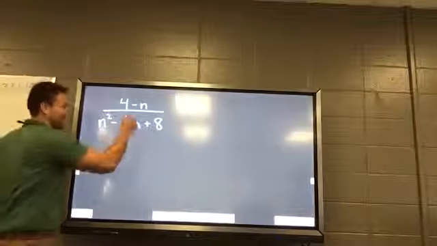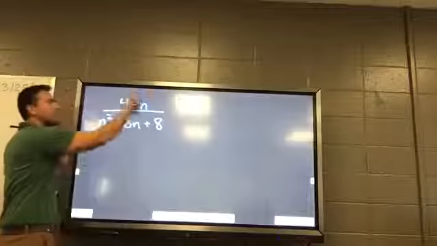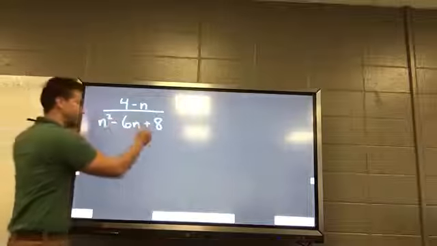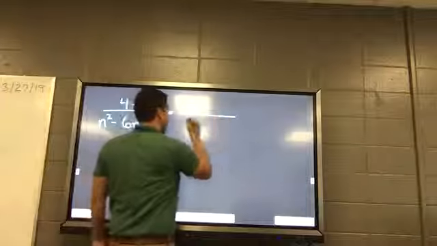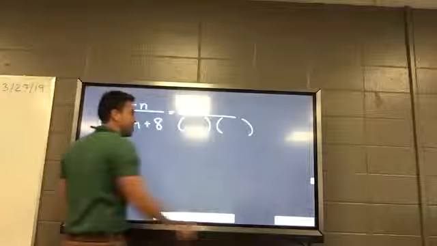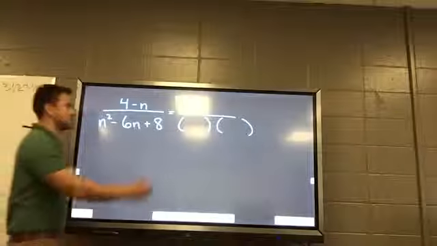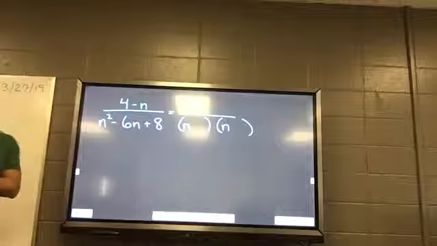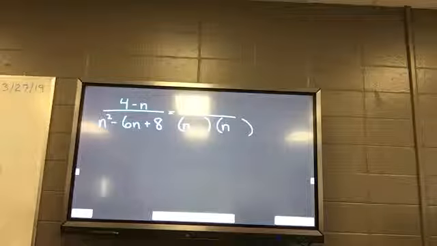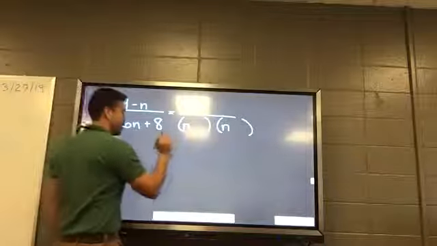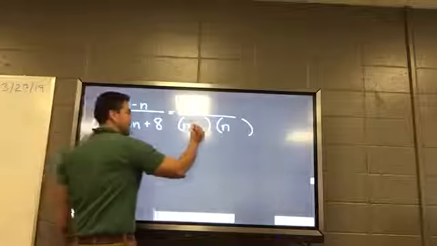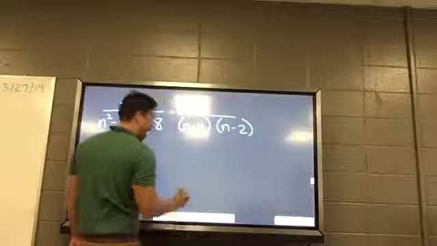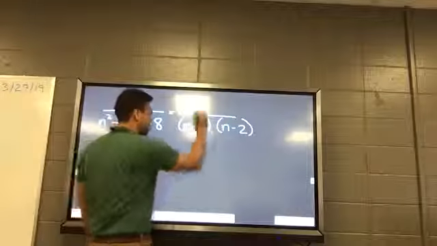How about let's factor this out? The numerator, I'm not sure about. I can factor the denominator. What two numbers multiply to get me 8 that add up to be negative 6? Negative 4 and negative 2. Okay, good. You got to give me that sign. And I still have 4 minus n up top.